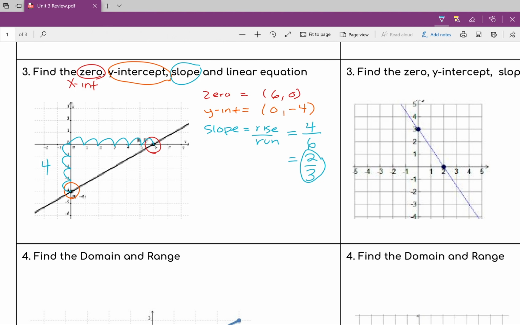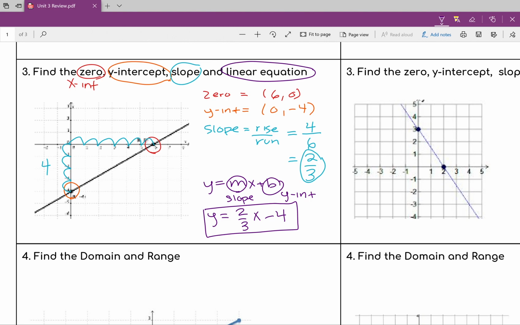So this is going to be our slope. We just reduced 4 over 6. Okay, last thing we're going to look at is our linear equation. Remember, our linear equation is y equals mx plus b. We know that m is the slope and b is the y-intercept. And we already found those two things in our problem. So we're going to write y equals slope, which is 2 over 3x, plus our y-intercept, which is a -4. So I'm just going to write -4 instead of plus -4. Okay, and that's our answer.